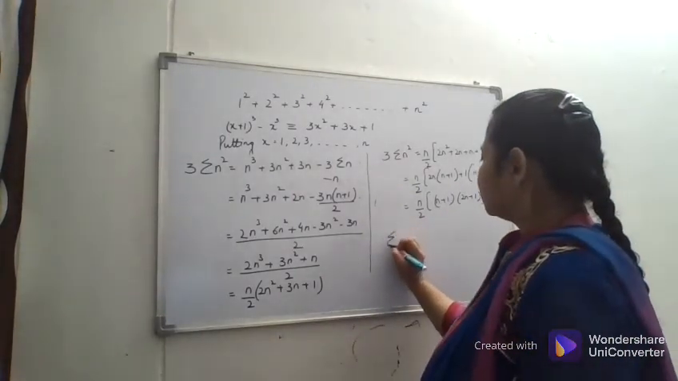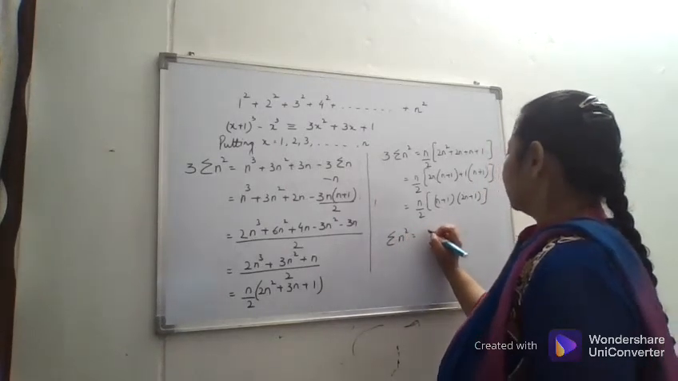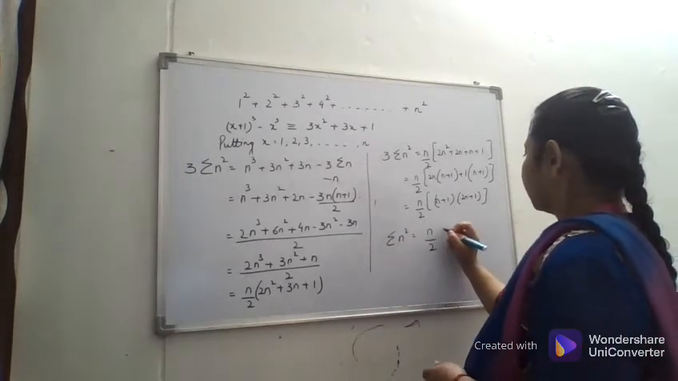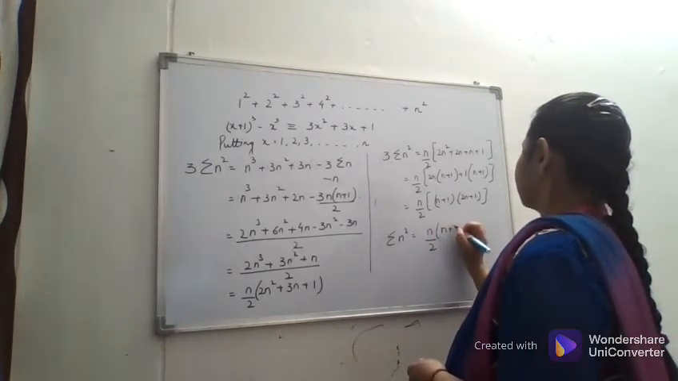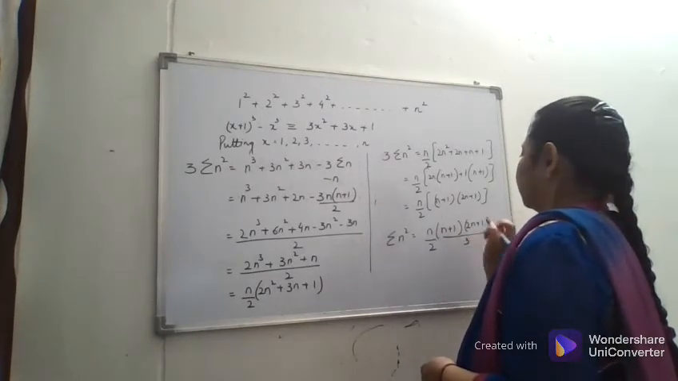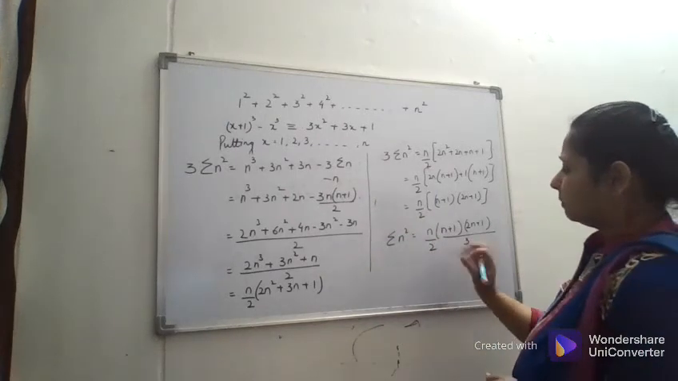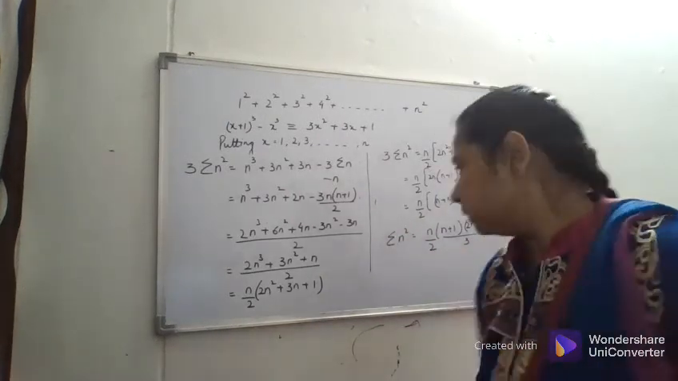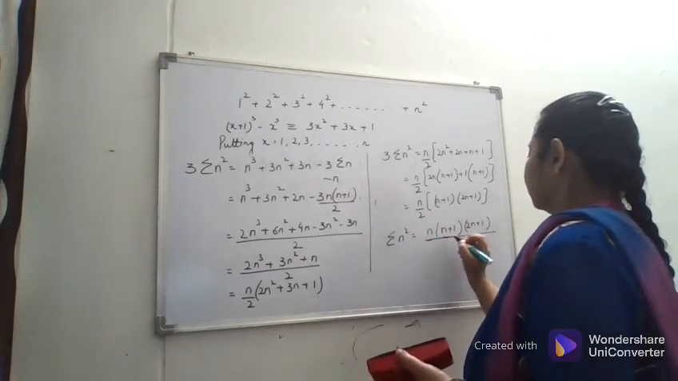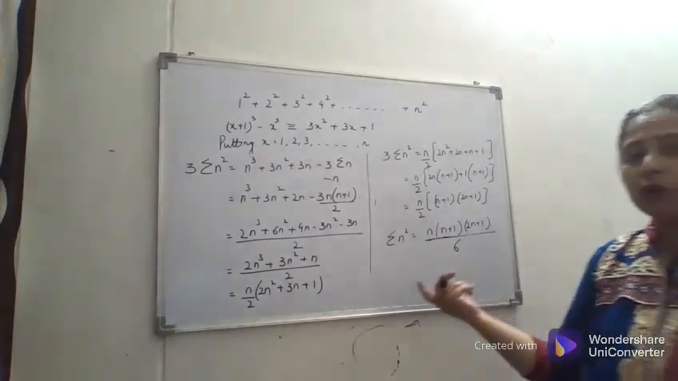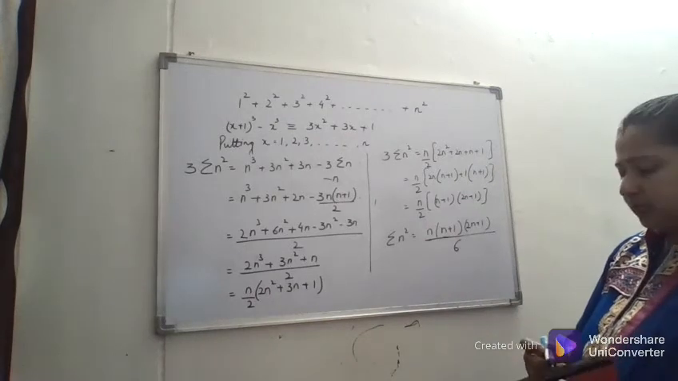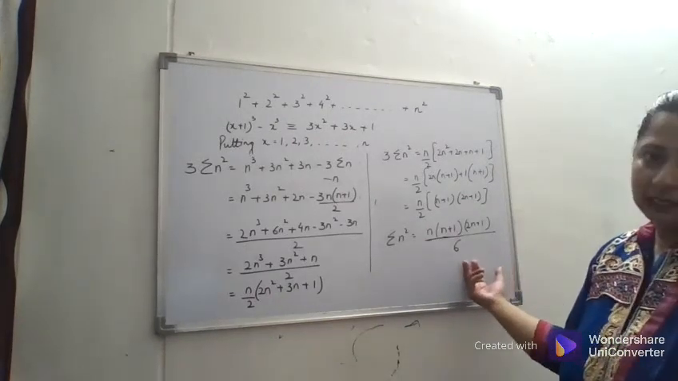So you get summation of n square is equal to n by 2 into (n plus 1) into (2n plus 1), divided by 3. The 3 comes here, so this can be written as 3 into 2, that is 6. Okay. So your formula to find the sum of squares of n natural numbers comes out to be n into (n plus 1) into (2n plus 1) by 6.